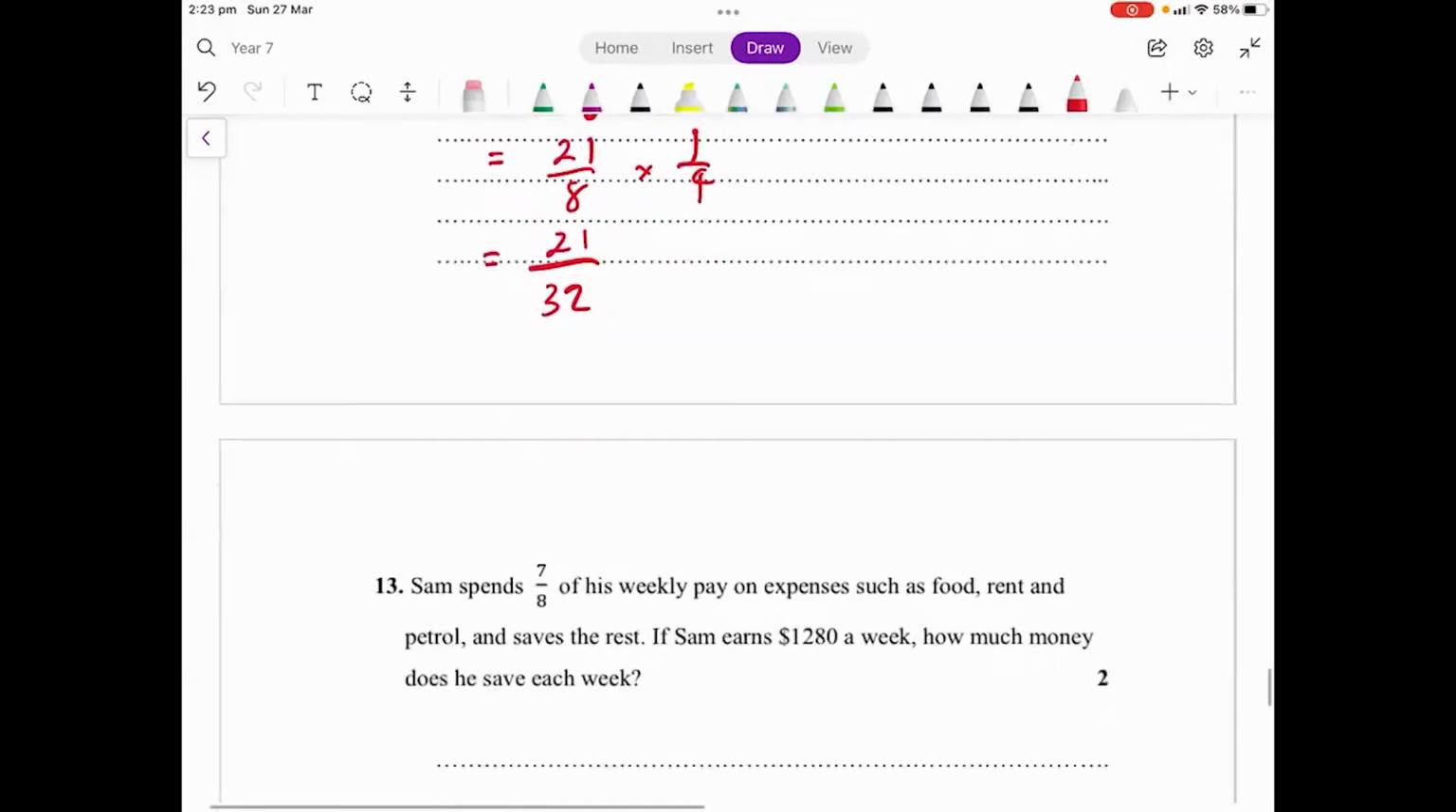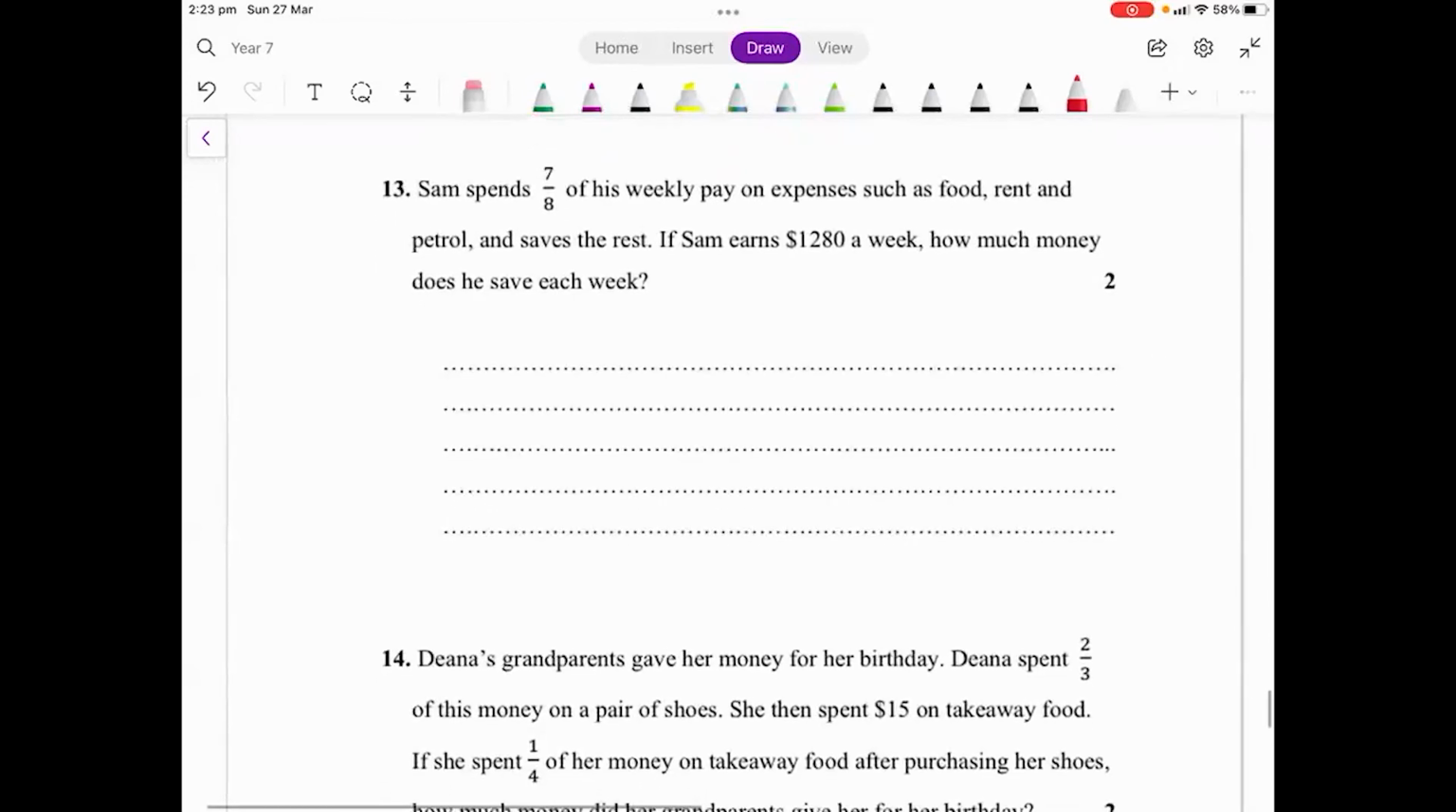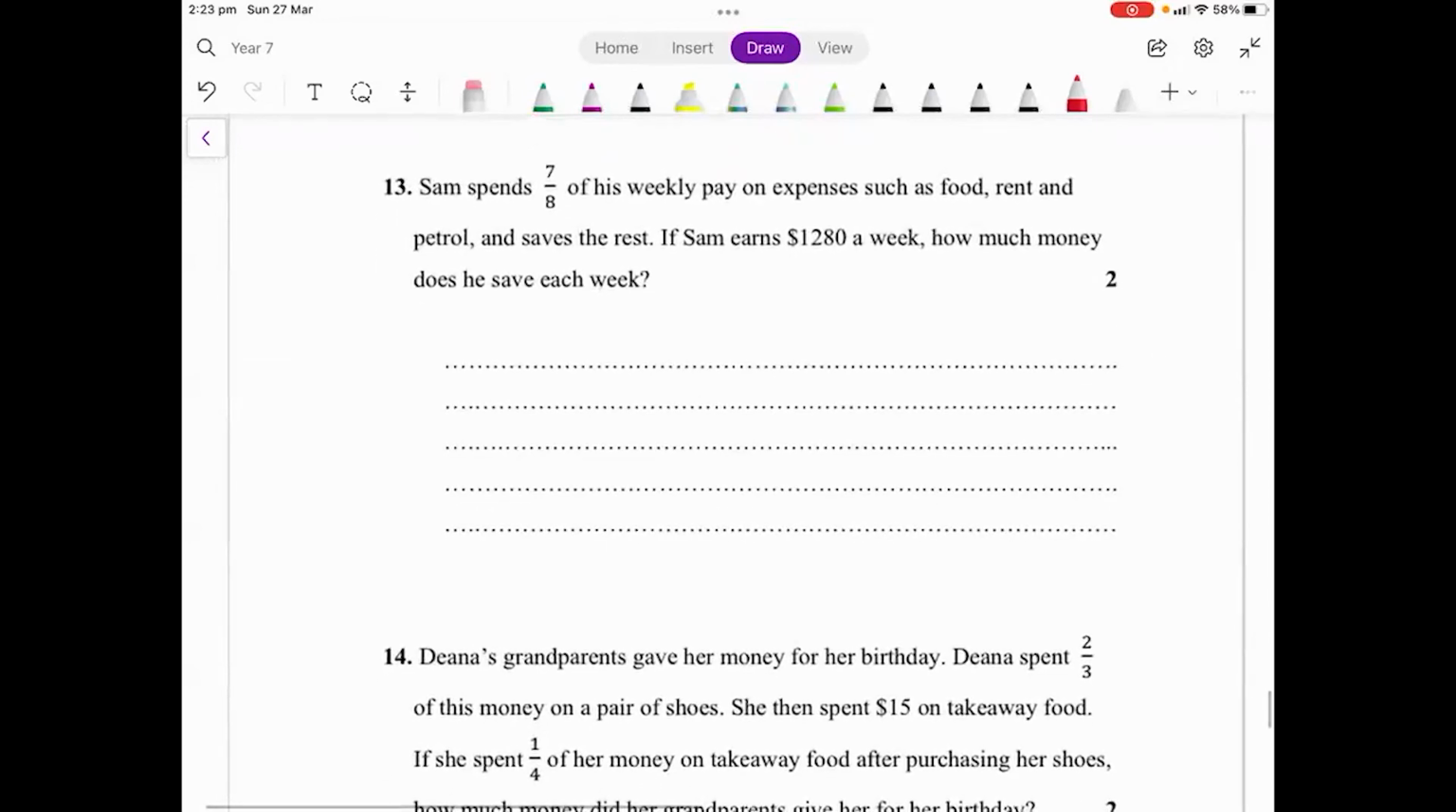Question 13. Sam spends 7/8 of his weekly pay on expenses such as food, rent, and petrol, and he saves the rest. If Sam earns $1,280 a week, how much money does he save? Well, if he spends 7/8, that means he saves 1/8. So he saves 1/8 of 1280. Of means times. So 1/8 times 1280. That becomes 1280 over 8.